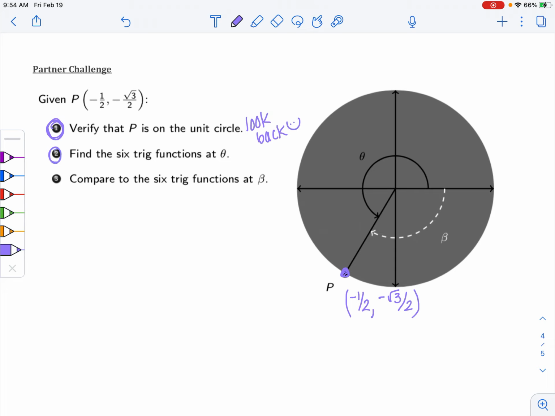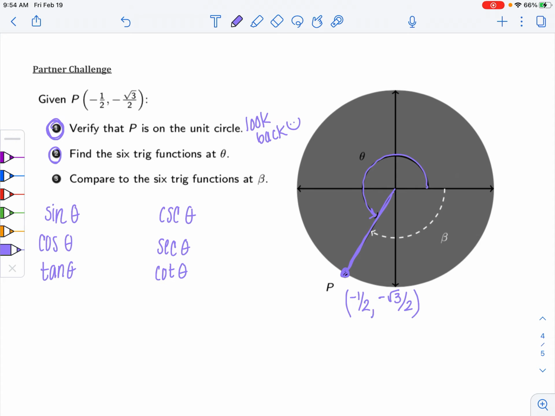Find the 6 trig functions at theta. So that means I'm finding this angle right here. This is my terminal side. Find all your trig functions. Sine of theta, cosine theta, tan, secant, you're going to do that based on the point you were given. Hint, hint, hint, look back. And then part 3 is compare the 6 trig functions to if we looked at this angle.